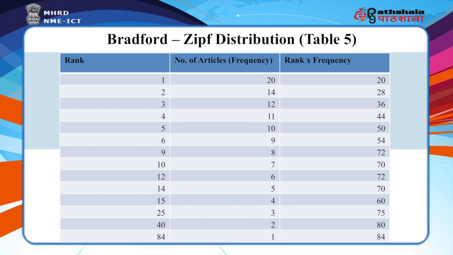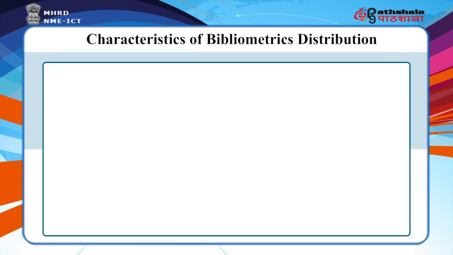The figures in the third column clearly indicate that they by and large follow Zipf's law. The two distributions are in fact very close. Hence they are often referred to as Bradford-Zipf distribution. The linearity of the Bradford bibliograph indicates a true Zipf situation.